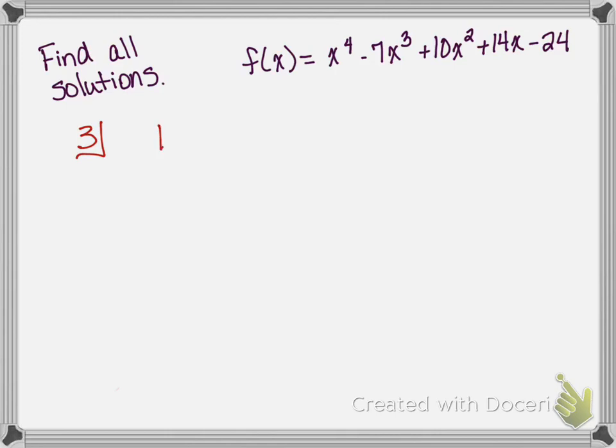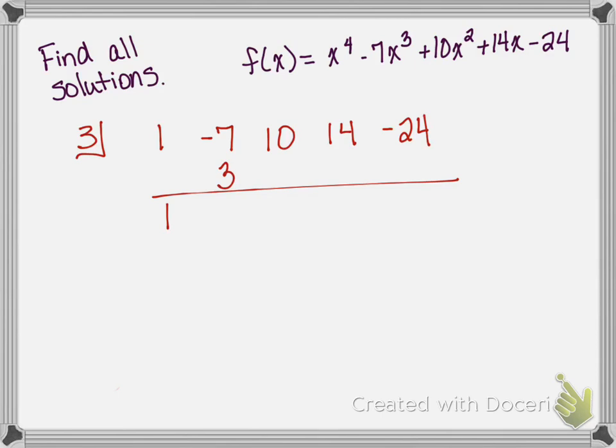Then I have x to the 4th, x to the 3rd, x squared, x, and then I have my constant. And it seems big, but this is so much better than doing long division. So much better, I promise. Okay, so I'm going to bring that 1 straight down. 3 times 1 is 3.